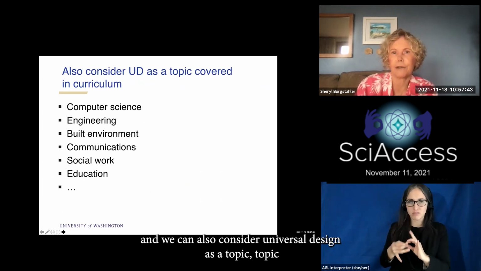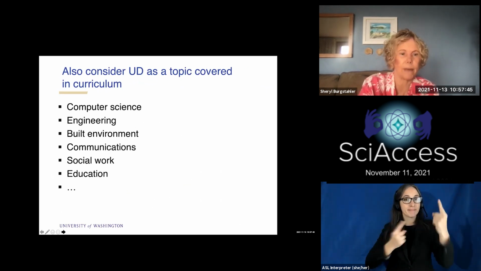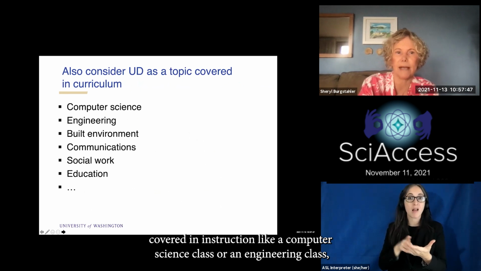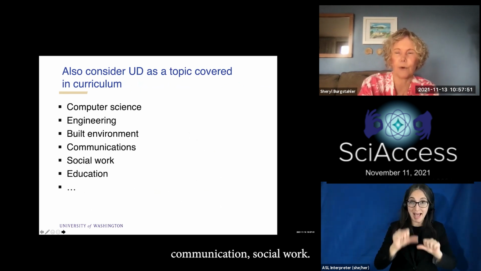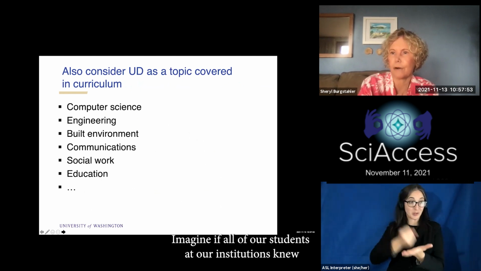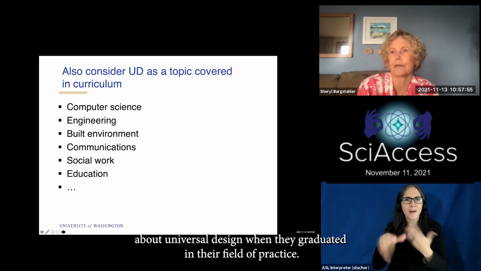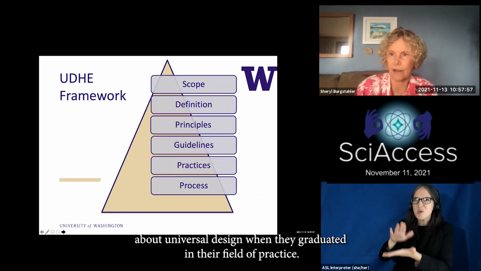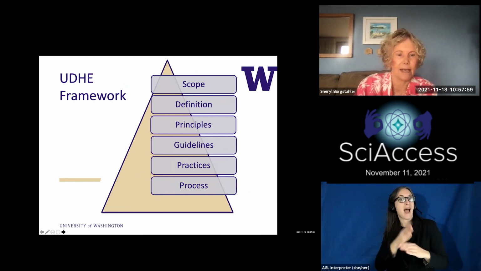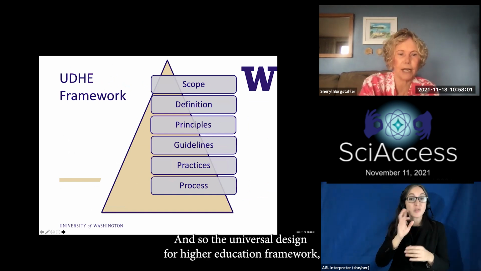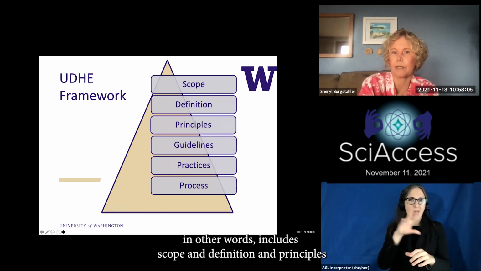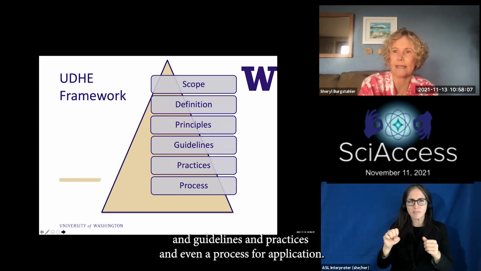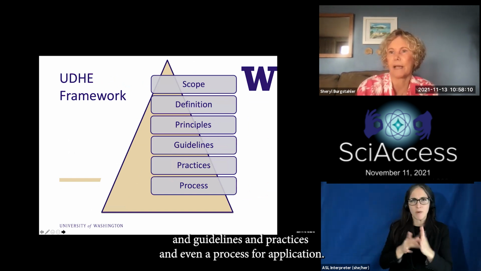And we can also consider universal design as a topic covered in instruction, like a computer science class or an engineering class, communications, social work. Imagine if all of our students at our institutions knew about universal design when they graduated in their field practice. And so the universal design for higher education framework, in other words, includes scope and definition and principles and guidelines and practices, and even a process for application.